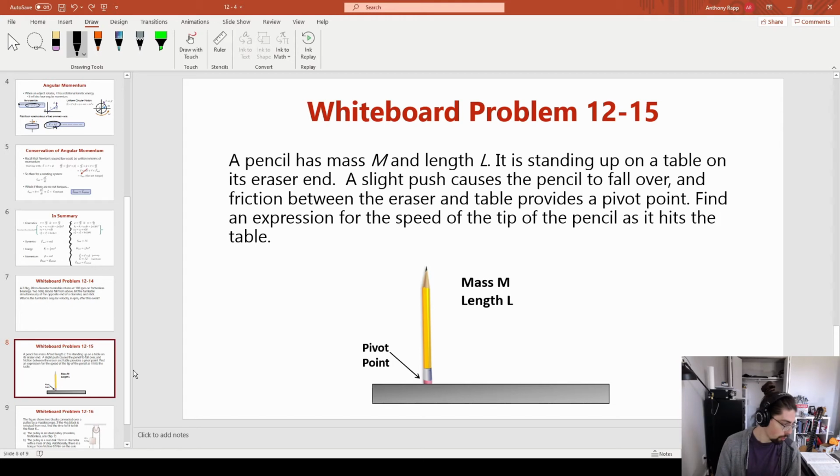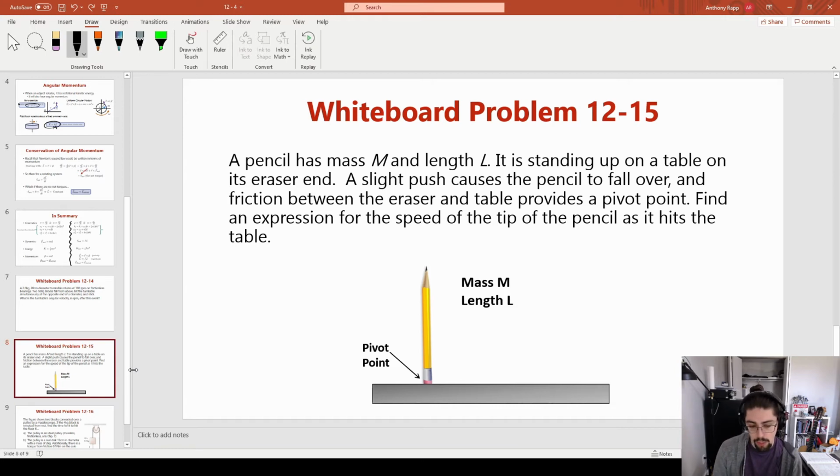Right? And you can try this one out yourself if you would like. I'm trying to see, do I have a regular pencil? I don't have a regular pencil. I only have pens everywhere. But anyways, you can try this one out yourself real fast, see what happens, right? For the most part, for the beginning of that, it's going to tip according to that eraser, because the eraser made of some rubber polymer is actually going to stick pretty well to the table. Find an expression for the speed of the tip of the pencil as it hits the table.